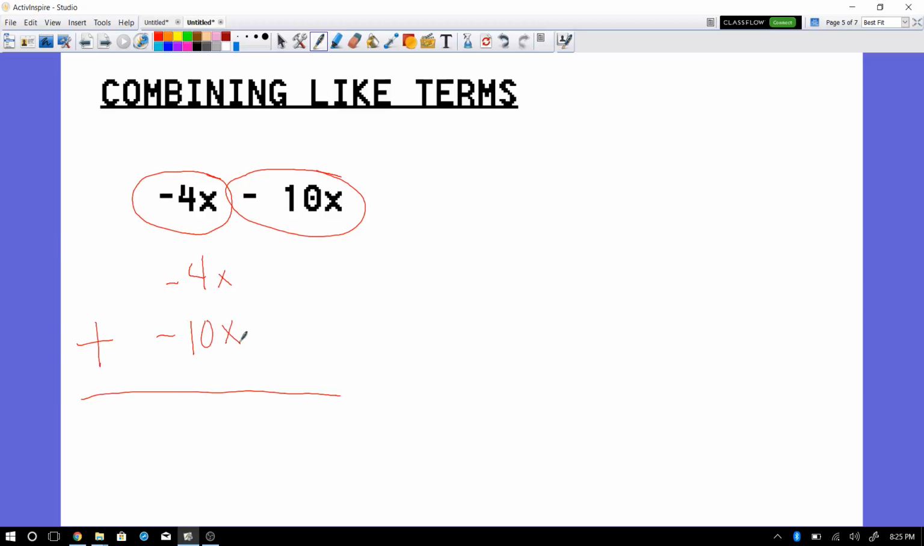If you had negative 4x's and then you added 10 more negative x's to it, you'd have a total of negative 14x. You can mark it out and you can see that you have nothing left. So that means you have the most simplified answer. You combined all the like terms you possibly could.